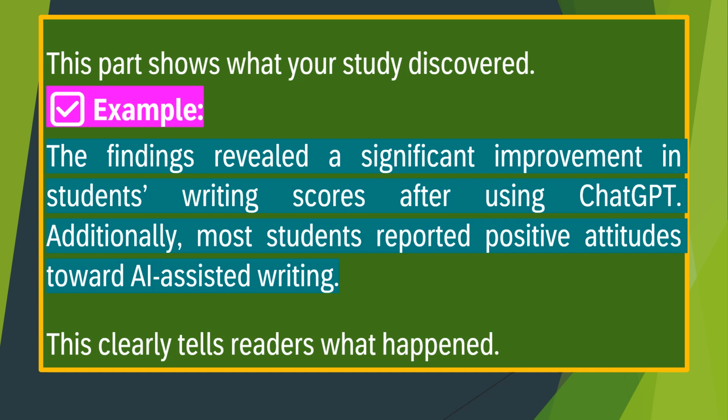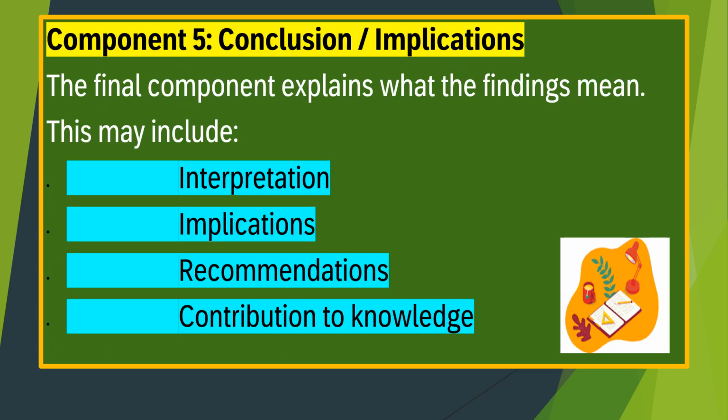Example. The findings revealed a significant improvement in students' writing scores after using ChatGPT. Additionally, most students reported positive attitudes toward AI-assisted writing. This clearly tells readers what happened. Component 5, Conclusion/Implications. The final component explains what the findings mean.